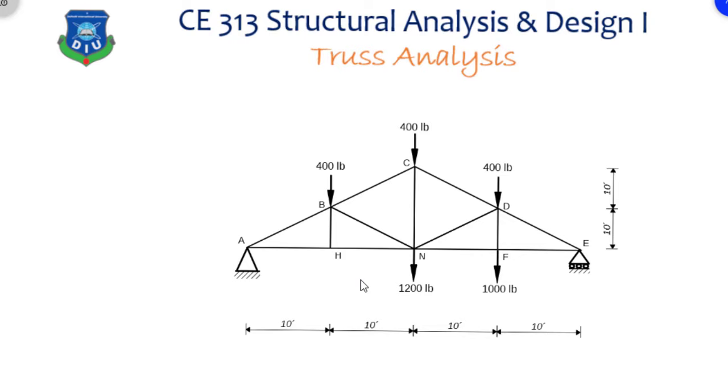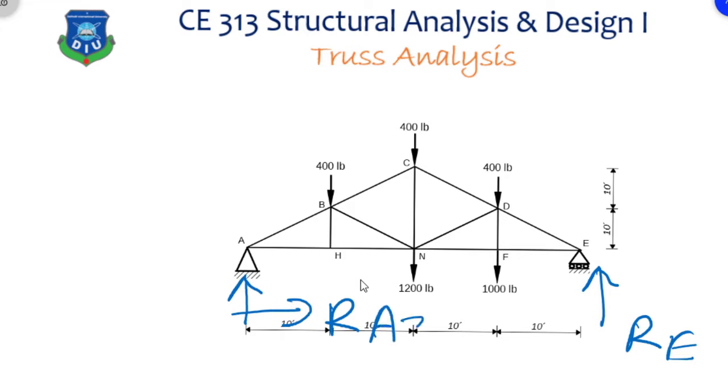Remember that at first you have to solve the reactions. Okay, as this is a pin support, there are two types of reactions. One is vertical, another one is horizontal. And as this is a roller support, there is only one unidirectional reaction, and let's say that is RE. And at point A, let this be RAX and this be RAY. So your first task is to determine the magnitude of these reactions.